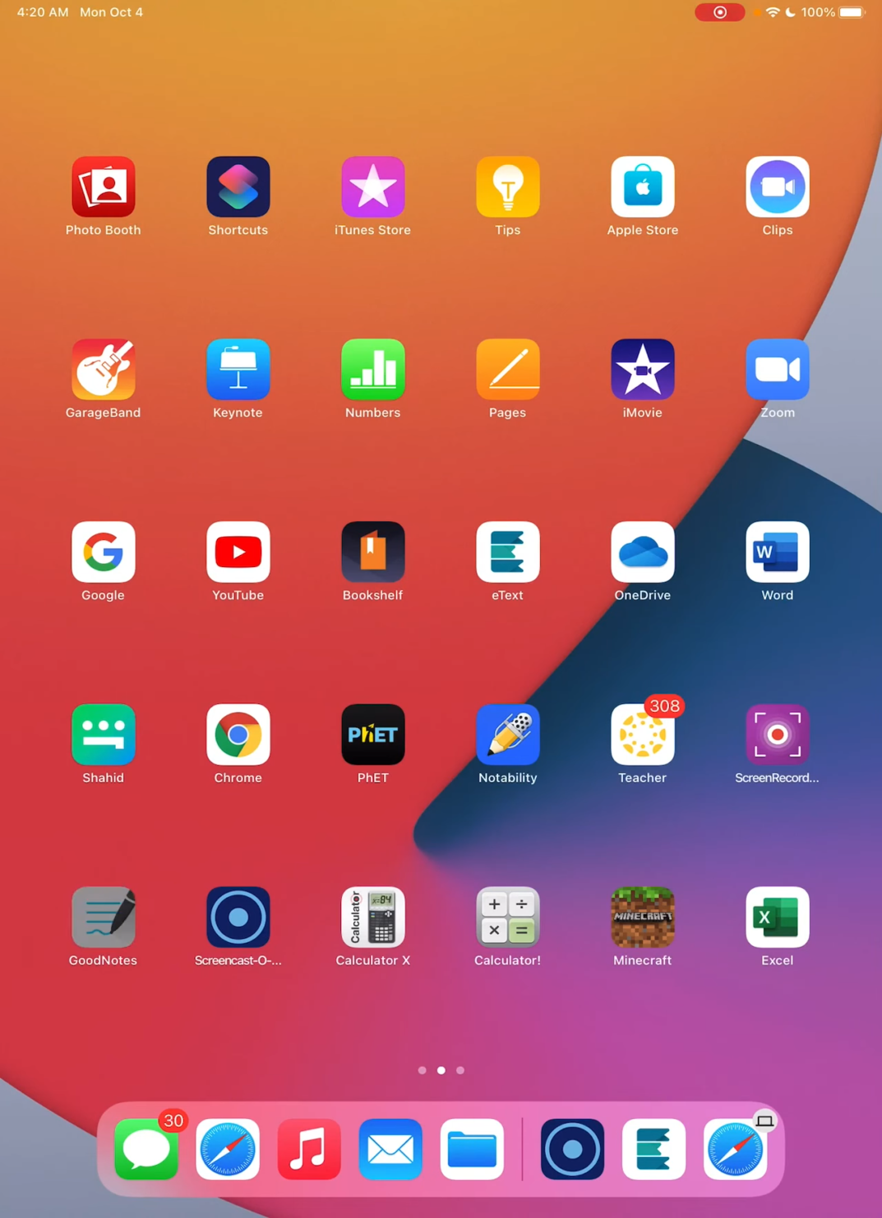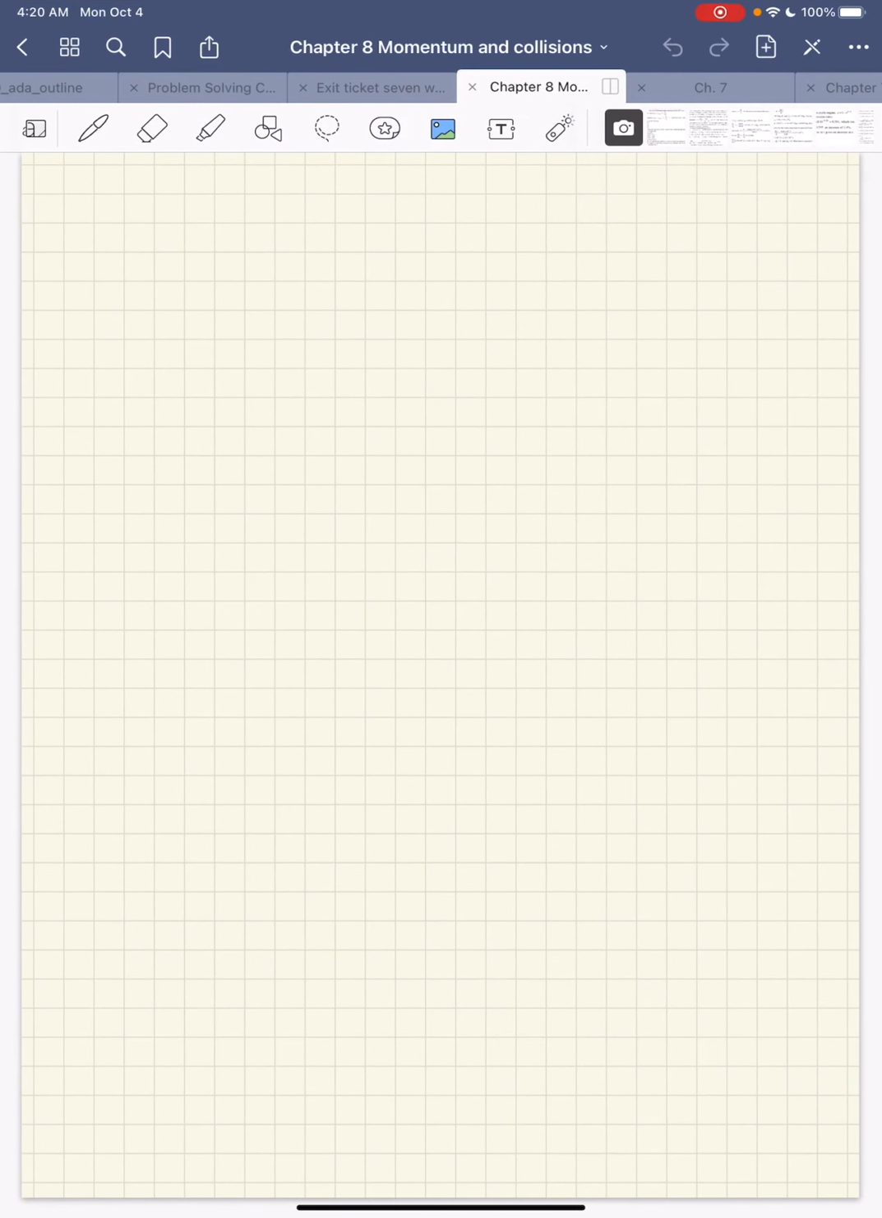We're going to start with chapter 8 about momentum and collisions. These two topics come together, like energy together with momentum. And we are going to test in the coming exam both topics together.